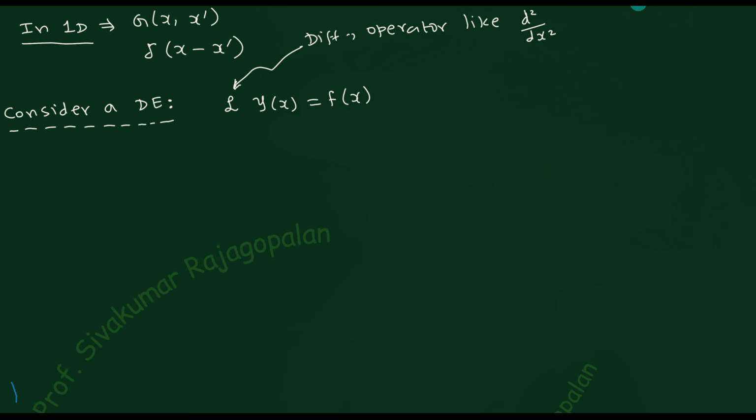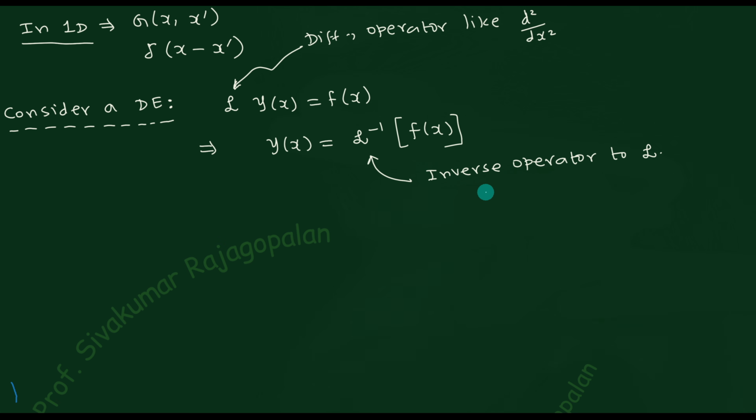Once you have this kind of expression, then formally how can you write it? If that is the case, y of x can be written as L inverse of f of x. You can quickly ask what is the meaning of that. The meaning is the inverse operator to the original L operator. This is known as the formal representation. We say L inverse is the formal representation.